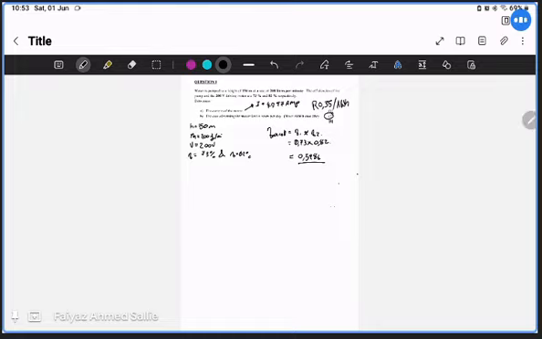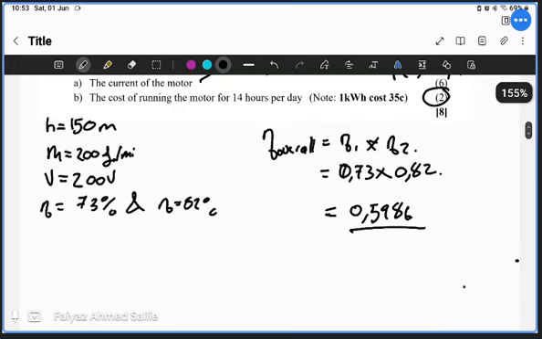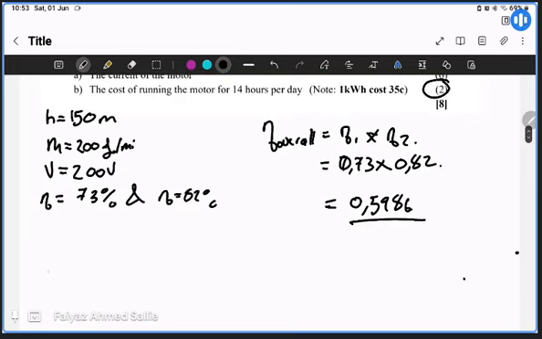So now we are going to question P. So what is given? They're saying 14 hours a day.